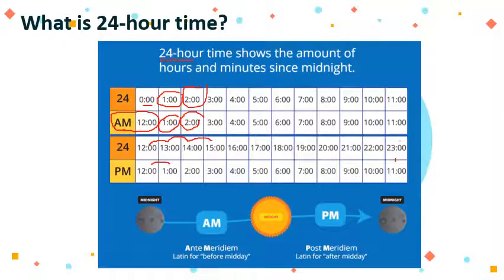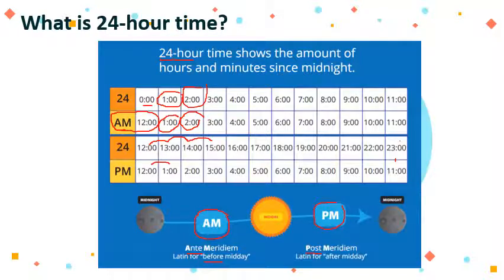With 12-hour time, we use these abbreviations AM, which is actually Latin for ante-meridiem, which means before midday. So ante here means before. And then we've got PM, which means post-meridiem. Post means after, so after midday. That's how we distinguish in 12-hour time whether it's in the morning or in the afternoon.